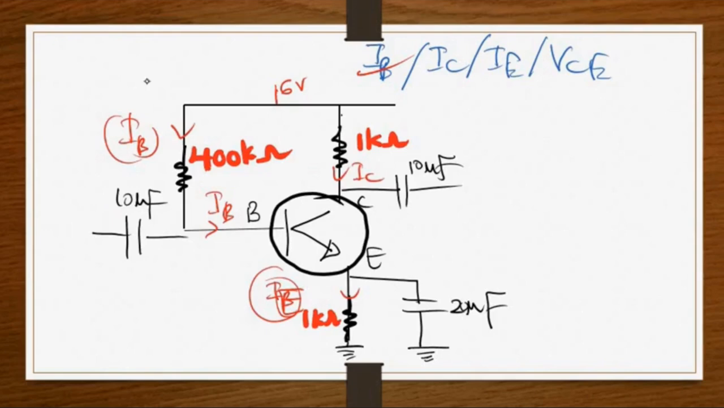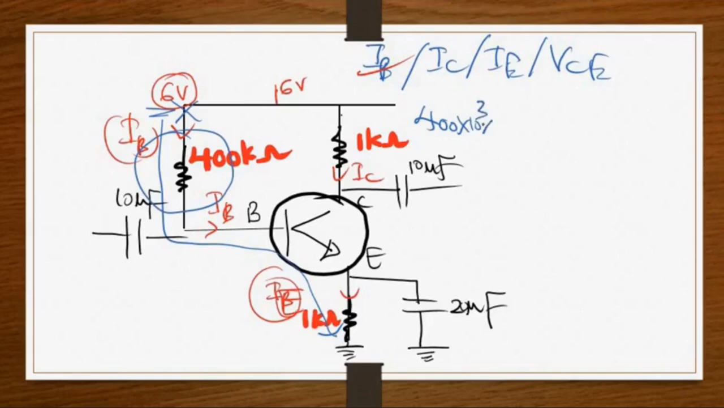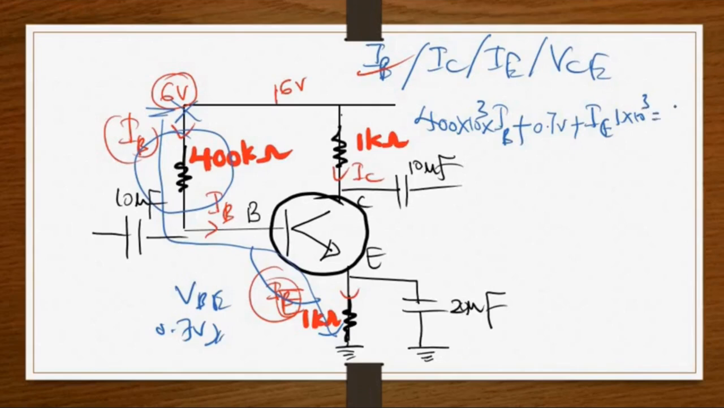So initially our plan is to find IB. I'll take the potential here as 6 volt, this point, and I'm planning to apply potential difference up to here, Kirchhoff law, right? So let's apply Kirchhoff law along the path. This resistor will keep 400 into 10 to the power 3 IB potential, plus we have the VBE value. It's a silicon transistor, it will keep 0.7 volt, you know that, right? 0.7 volt plus IE into 1 into 10 to the power 3, total value equals 6.